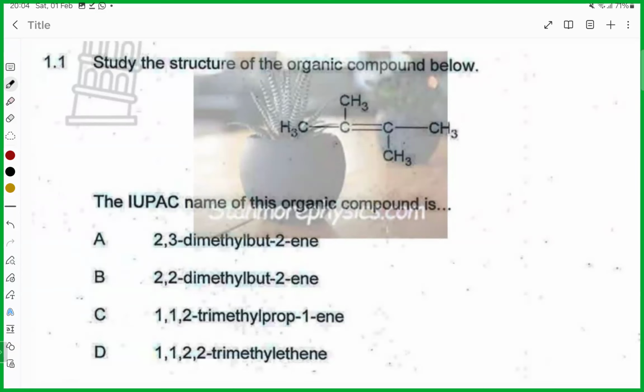Correct. It's 2,3 dimethyl butane. You can start from any side actually. It doesn't make a difference. That's your main chain. 1, 2, 3, 4. On the second and on the third carbon, you got methyl side chains. So 2,3 dimethyl butane. A is correct.